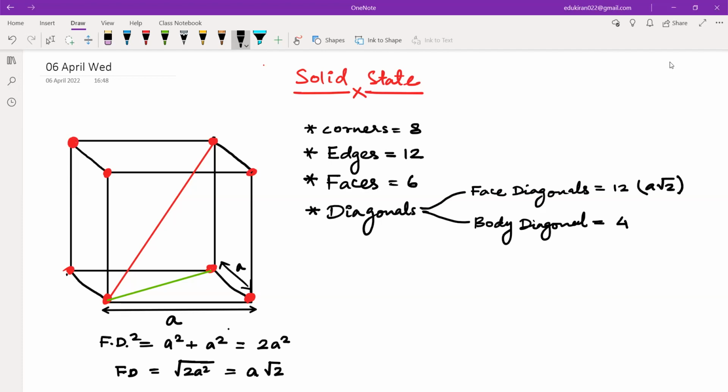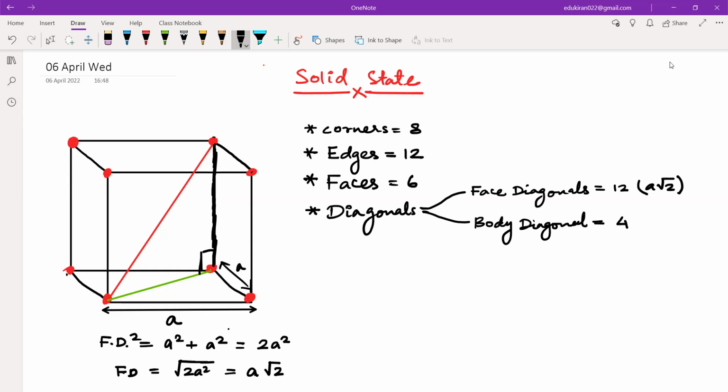Now let us calculate the length of body diagonal. If you look at the body diagonal, first of all, I want your attention on this edge. This edge is between the two walls and this green line is in the floor. So this edge and this green line both will have a 90 degree, yes or no? Your wall and the floor, they have 90 degree. This edge is on the wall, this green line is in the floor. So this will also be 90 degree.